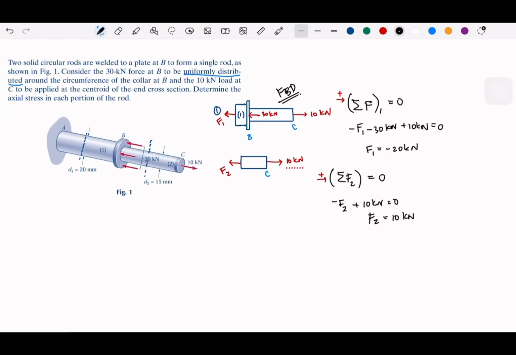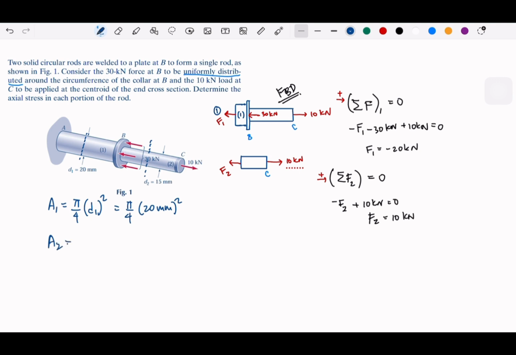Okay, now let's continue the calculations. Since stress is defined by force divided by area, we need to find the surface area. So we could find A1 from the diameter 20 millimeter. We could use directly the area for this circle, pi over 4, and this will be d1 squared. Or if you want to use radius, you can use pi r squared. I will use this. So this will be pi over 4, 20 millimeters squared.